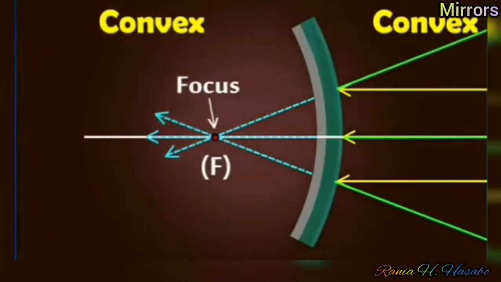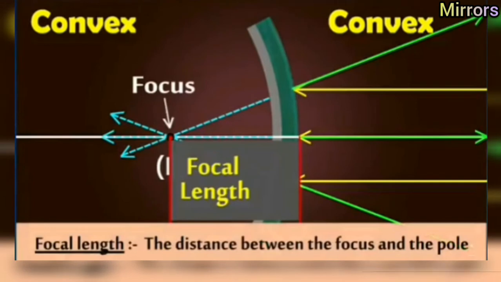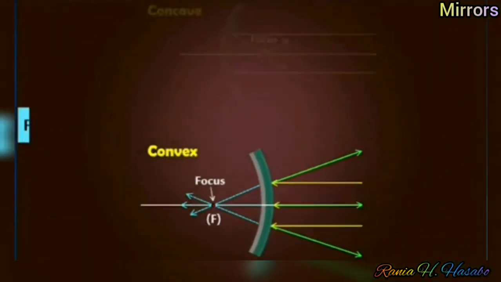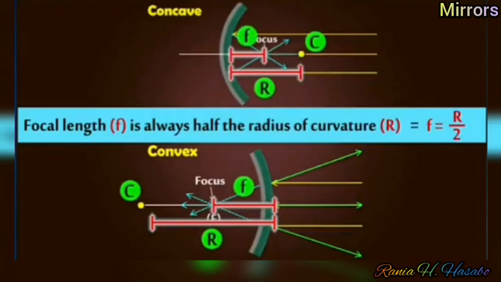The distance between focus and the pole of mirror is called focal length, represented by small f, which always equals half the radius. f equals r divided by 2, and radius equals twice the focal length.